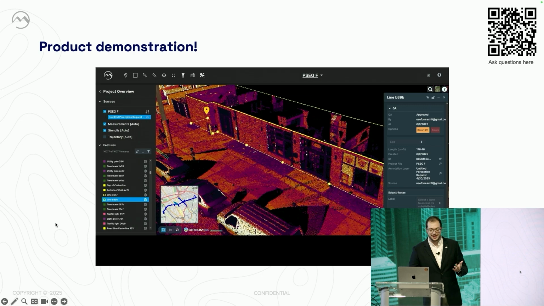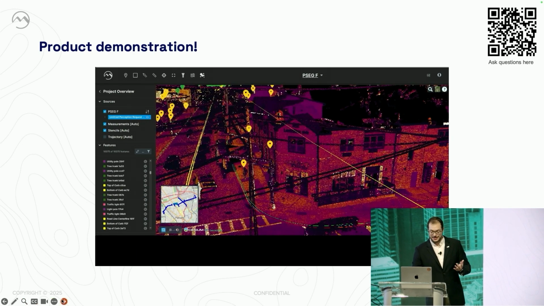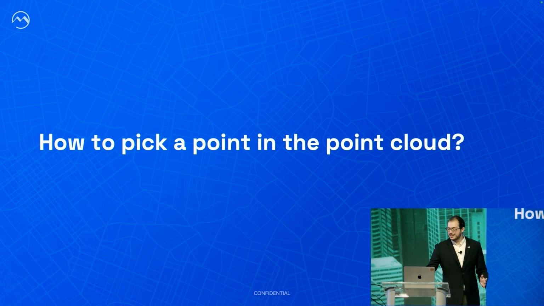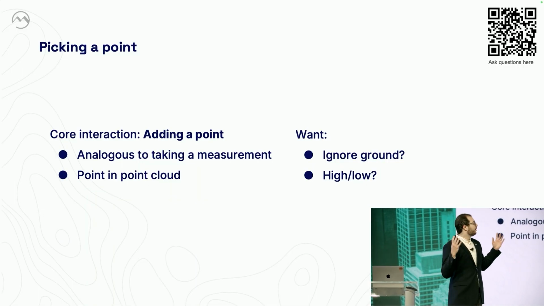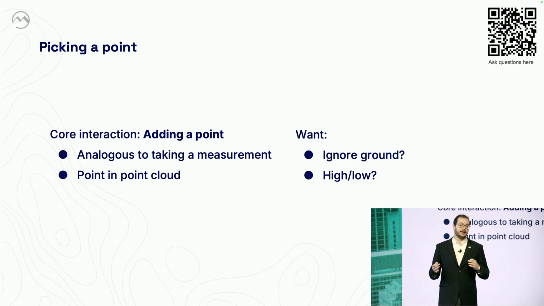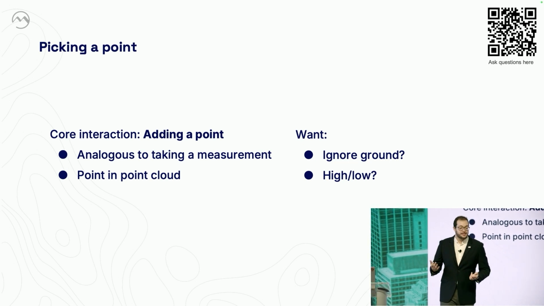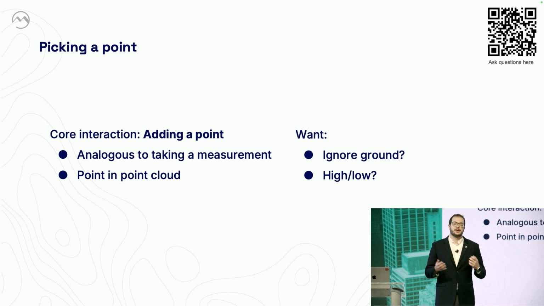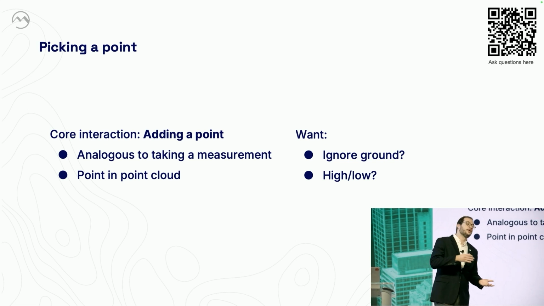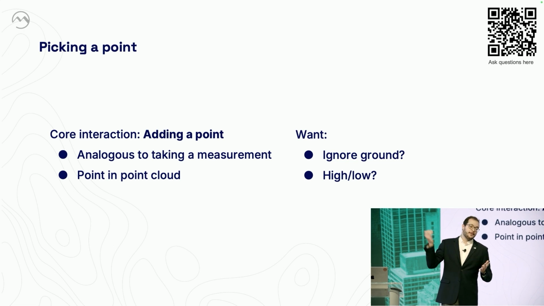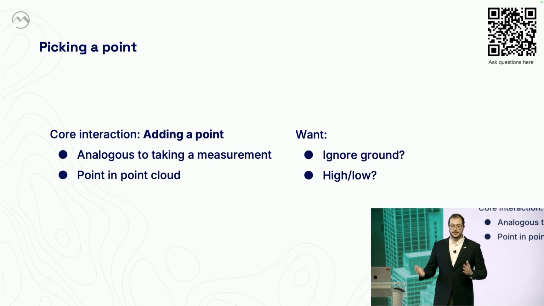So that's what the rest of this talk is about, is how do you pick a point in the point cloud? This is not very simple. So our core interaction is to add a point in the map based on something in the point cloud. It's basically the same as taking a measurement. We want to be able to do things like ignore certain points based on their classification. So for example, we want to be able to say, oh, I only want this to pick the ground, or I only want to pick this point that's above the ground. Or there are many points under my mouse. I just want to pick the highest or the lowest.